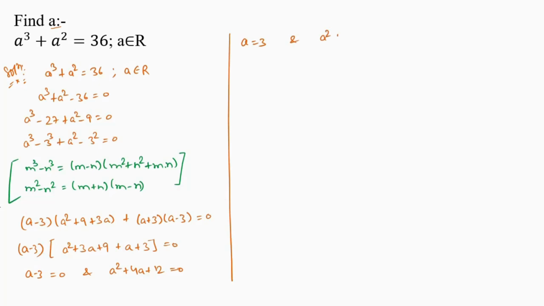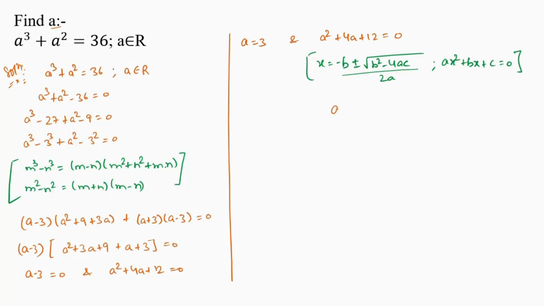here we have a square plus 4a plus 12 equals to 0. From this we can find the value of a using quadratic formula, which says x equals to minus b plus minus under root b square minus 4ac divided by 2a for any quadratic equation ax square plus bx plus c equals to 0.